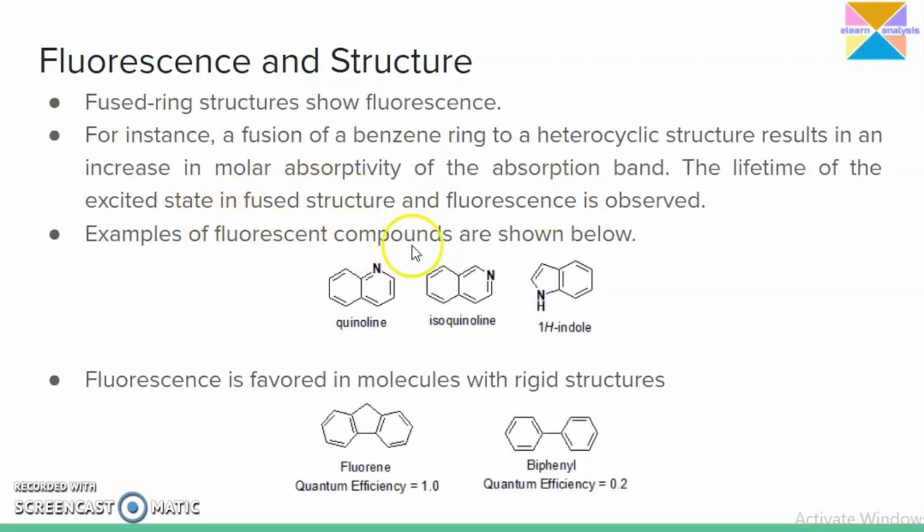For example, fluorescent compounds like below, which are quinoline and isoquinoline, tend to show fluorescence because there is a condensation of one particular ring to the benzene. So any fusion will add up to the pi to pi star transitions, and these pi to pi star transitions will increase the fluorescence phenomenon. And fluorescence is favored in molecules with rigid structures.